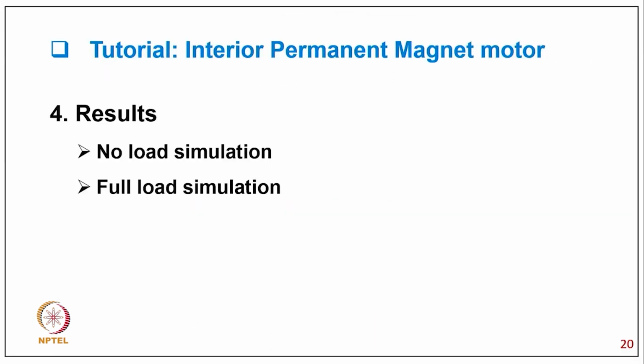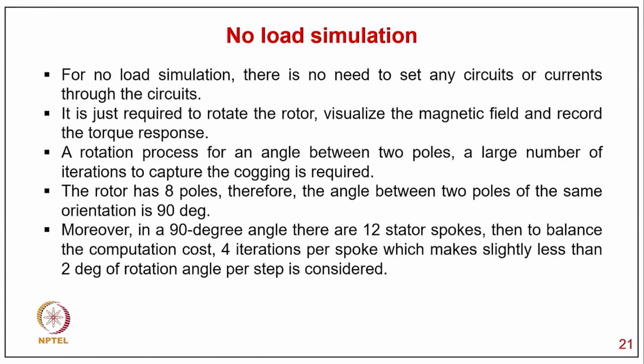And for the results: no load simulation and full load simulation. For the no load simulation, there is no need to set any circuits or current through the circuit, and it is just required to rotate the rotor, visualize the magnetic field, and record the torque response. A rotation process for an angle between two poles with a large number of iterations to capture the cogging is required, and the rotor has 8 poles.